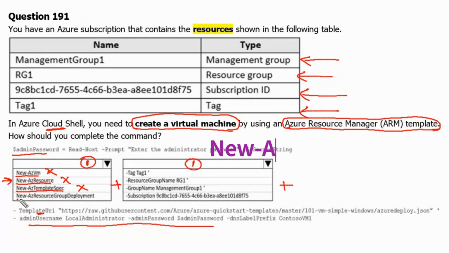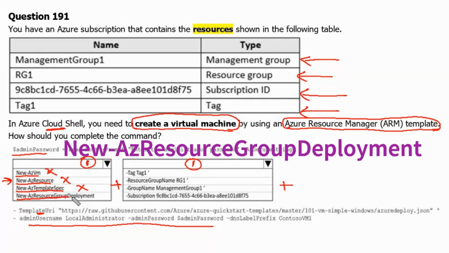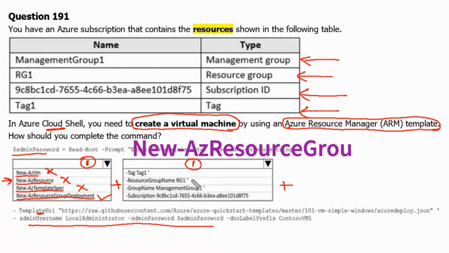Next command is New-AzResourceGroupDeployment. The New-AzResourceGroupDeployment cmdlet adds a deployment to an existing resource group. This includes the resources that the deployment requires. It may have virtual machines, a NIC card, network security groups, virtual network and subnets, etc. These can be deployed using this command. This is the correct first part of the answer.